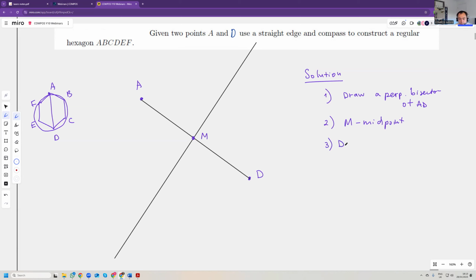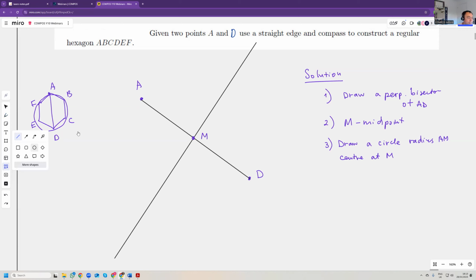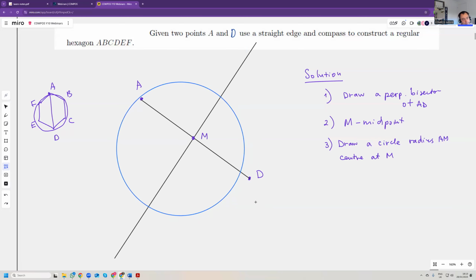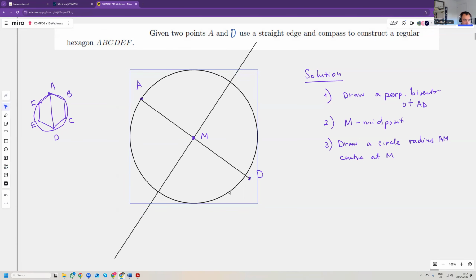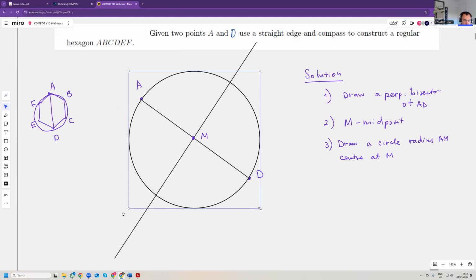So step 3, draw a circle, radius AM, with center at M. So we draw a circle around M. So let's use the circle tool. Should be about right. Okay.